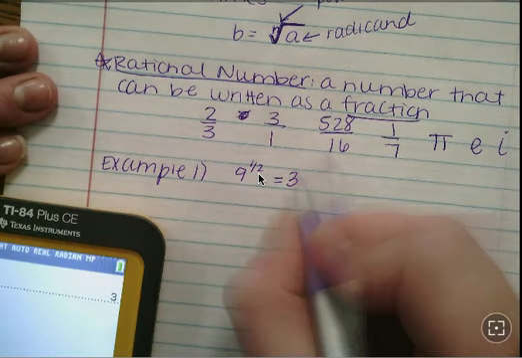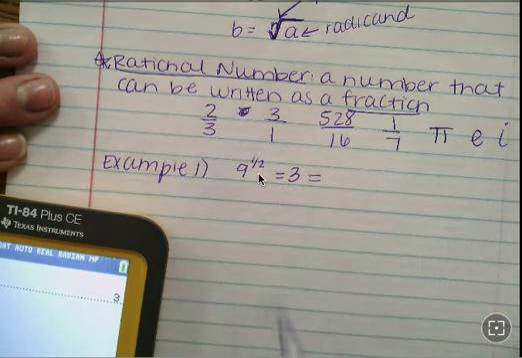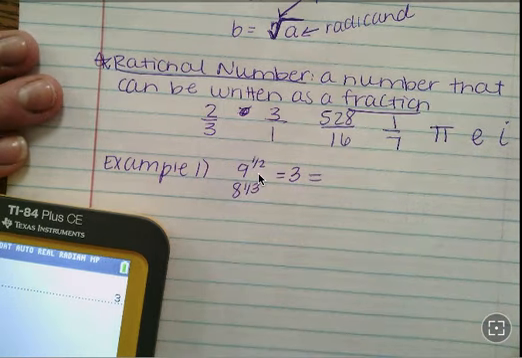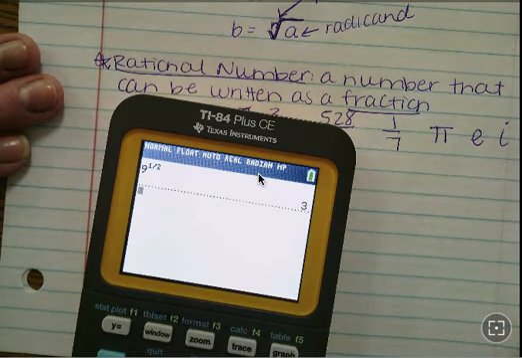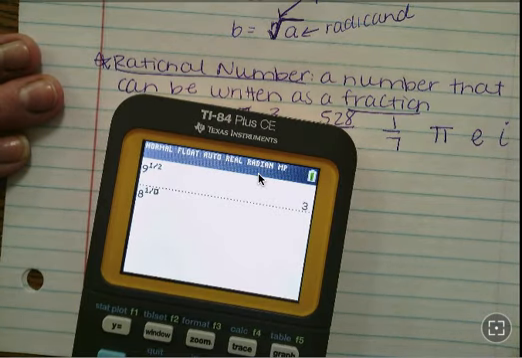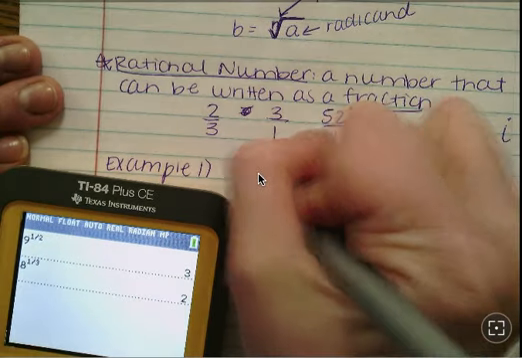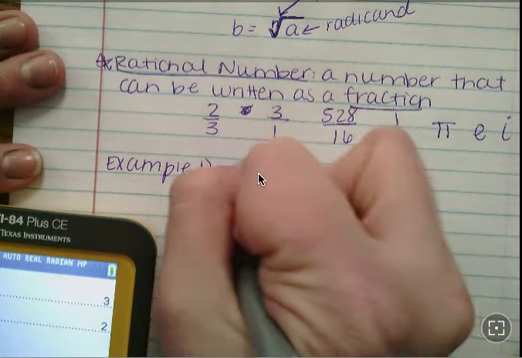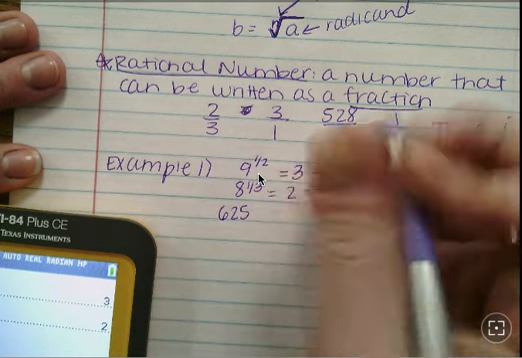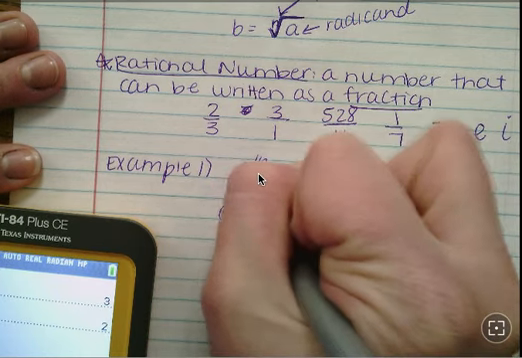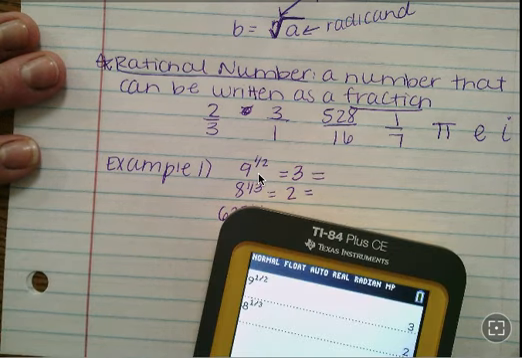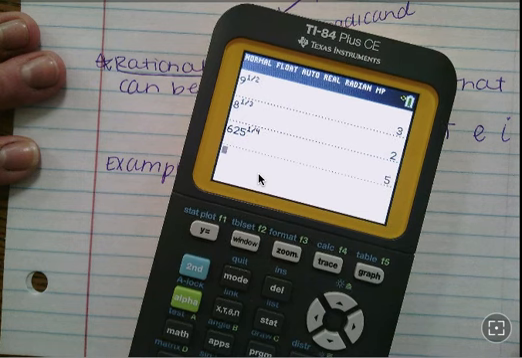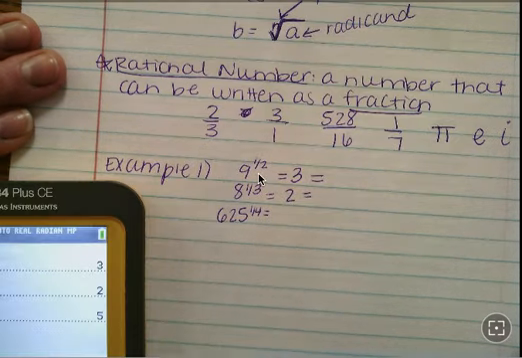Okay, and I'm going to continue something else on this side in just a second, but I want to give you a couple more examples here. What if we did 8 to the 1/3? Okay, so if we did 8 to the 1/3, that's 2. Again, I'll come back to this in a second. Let's do one more here. If we did 625 to the 1/4, let's see what happens with that. 625 to the 1/4. That gives us 5, okay?